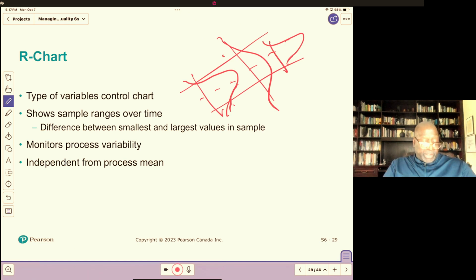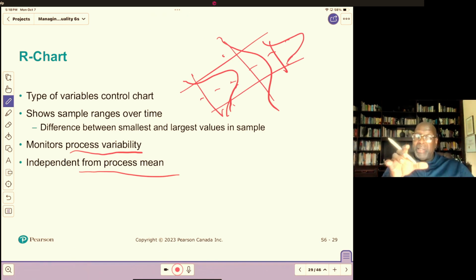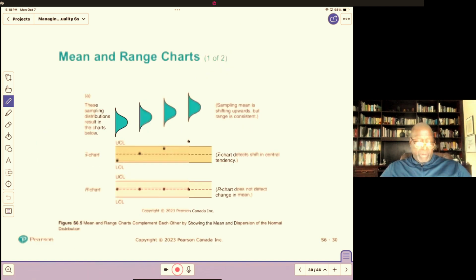So it shows ranges over time, the difference between the smallest and largest values in the sample, monitors process variability, and it's independent from the process mean. And that's important to note, that it's possible to have a process which is stable in terms of the mean, but not stable in terms of the variability. Or it's possible to have it stable on the variability, but not on the mean. So you could have both of those, or you could have a combination of them, right?